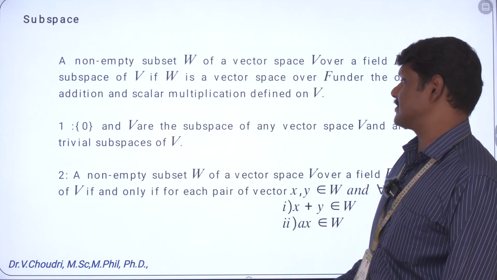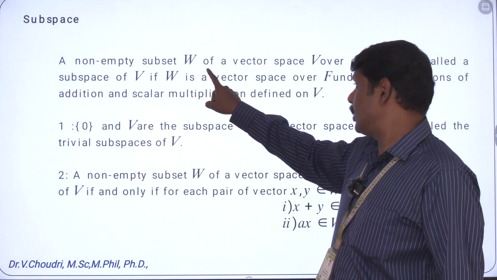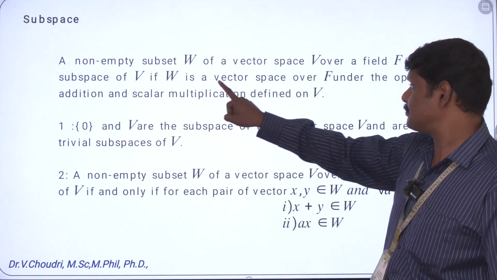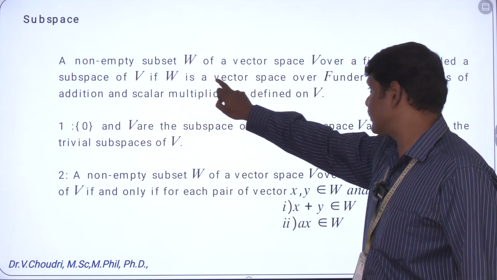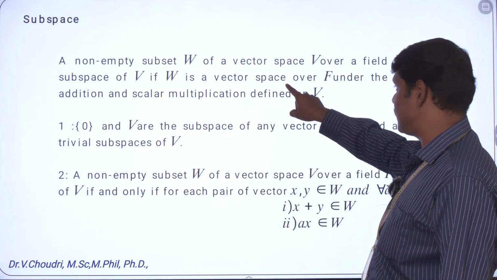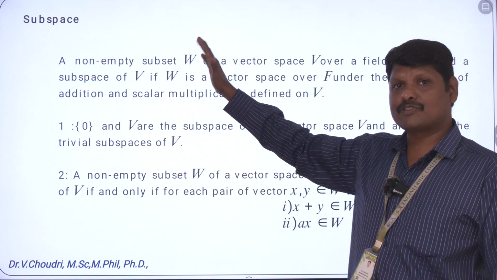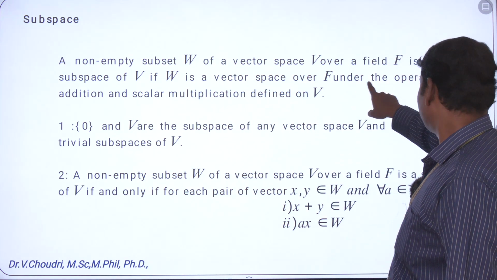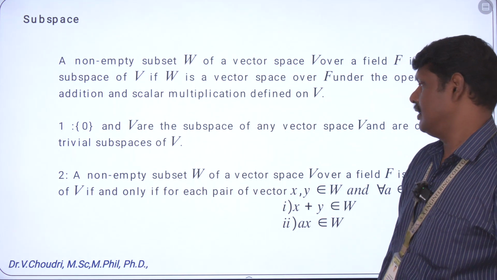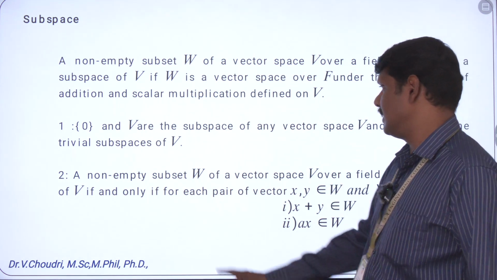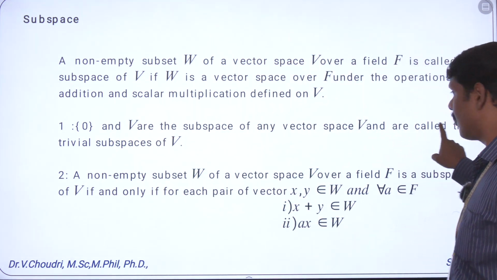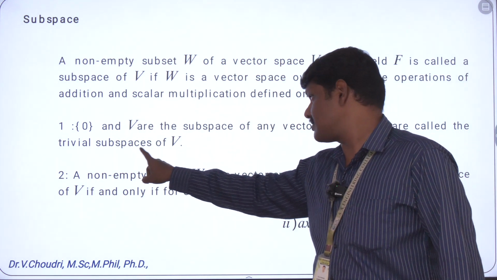And subspace. A non-empty subset W of a vector space V over a field F is called a subspace of V if W is a vector space over F. The subset W itself is a vector space, which means the previous axioms should hold under the operations of addition and scalar multiplication defined on V. Okay, the important points: {0} and V are subspaces of any vector space V and are called the trivial subspaces of V.